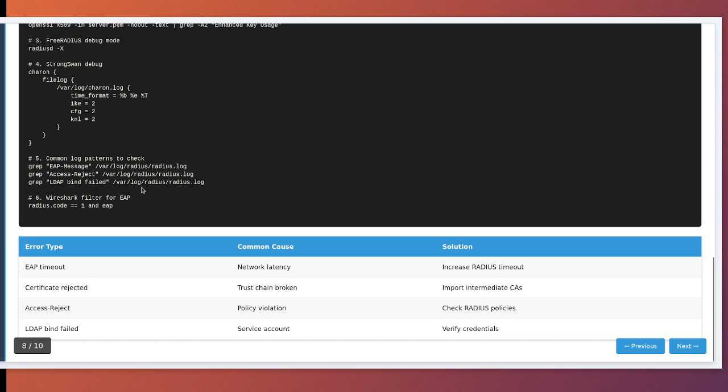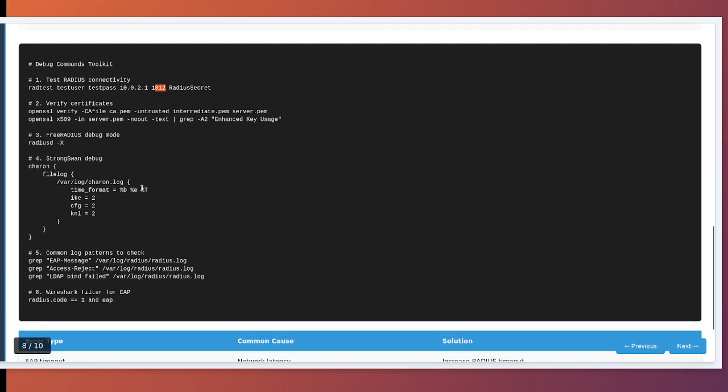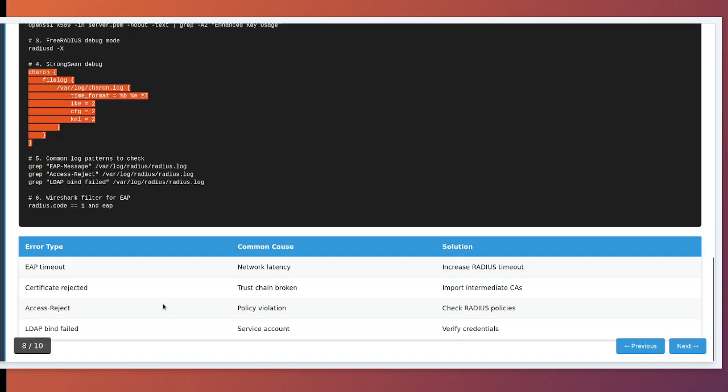When the issue is within RADIUS itself, enable debug logging carefully. RADIUS debug logs can contain sensitive information. FreeRADIUS's debug mode, radiusd -X, is incredibly verbose, but shows exactly what is happening. Look for LDAP bind failures, SQL connection issues, or policy rejections. The example debug output on this slide shows common failure patterns and what they mean.